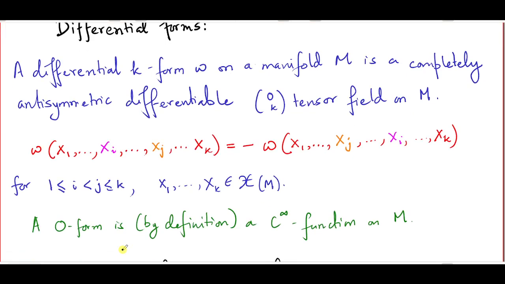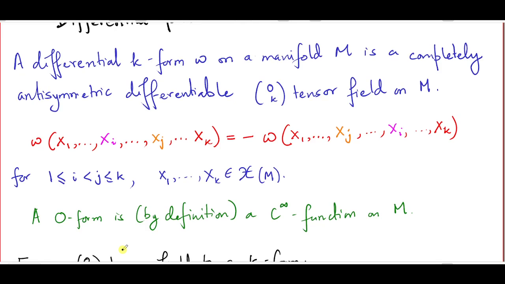Now, some special cases. A zero form is basically a (0,0) tensor field, and in such cases, differentiability essentially implies that it has to be a C infinity function on M. Antisymmetry makes no sense because there are no arguments that you can give such a tensor field, which is just a smooth function, and therefore antisymmetry is trivial here.